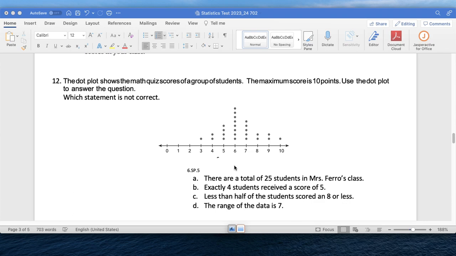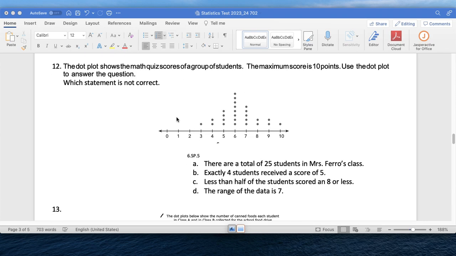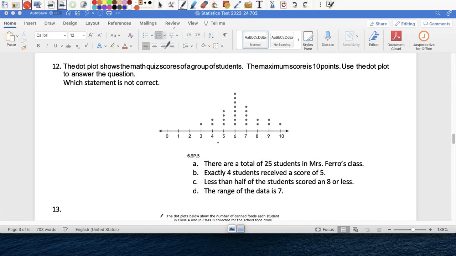12. Which statement is not correct? So you have to really be careful with this. So which one is false? Right? Which one is not correct?